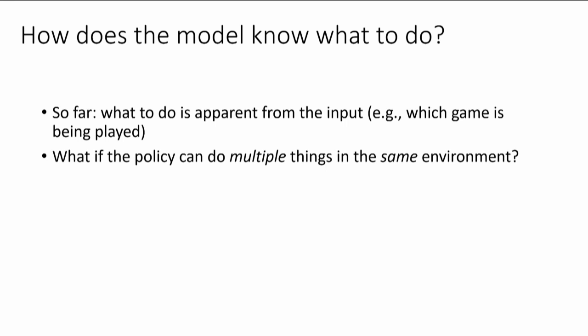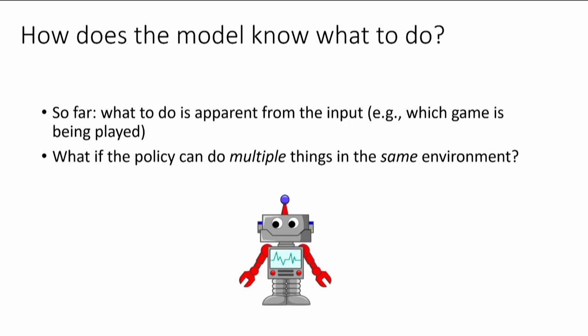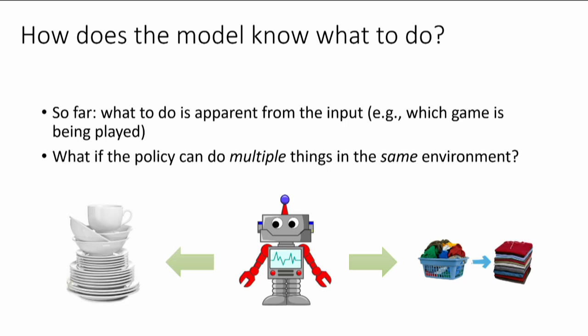So what if the policy needs to do multiple things in the same environment? Maybe your different tasks all involve controlling the same robot, but sometimes the robot needs to do the laundry, and sometimes it needs to go and do the dishes. And you don't want it to mix those up because dishes won't get very clean in the laundry machine, and laundry won't get very clean in the dishwasher. So in that case, there's a very simple trick that you can use to basically turn this setting into this setting, where the task is apparent from the input. And that's referred to as contextual policies.